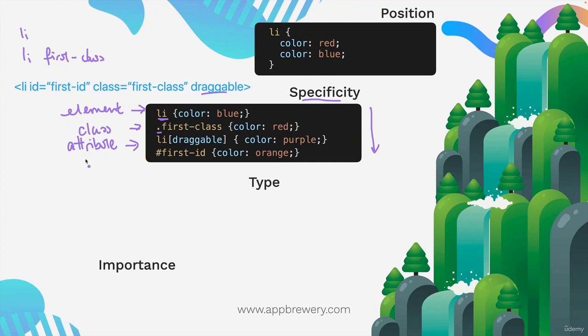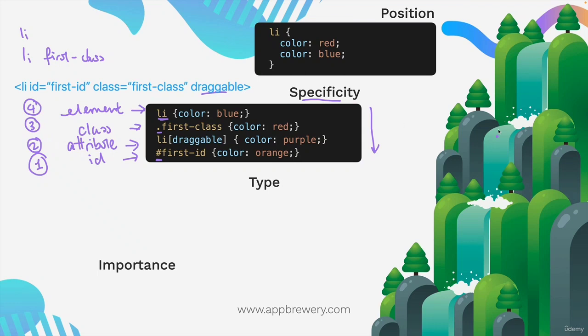So the final level of specificity and the most specific is the ID selector, which is denoted by the pound sign or the hashtag sign. And this is the most specific because theoretically on a single web page, you should only have one particular ID name. So it essentially targets only one element on the page. So the order of specificity is ID, attribute, class, and element.